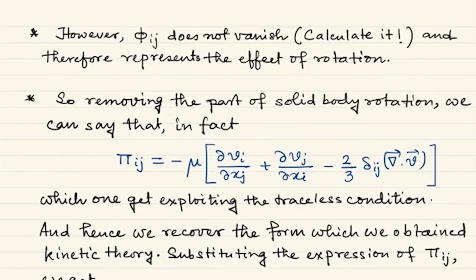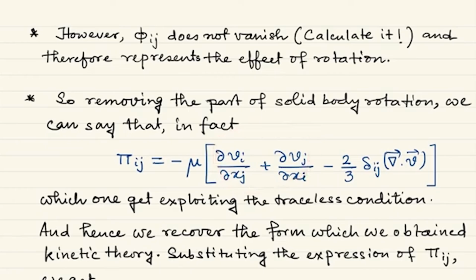However, one can show explicitly that phi ij does not vanish. But how much is it? Once again, calculate this. This is super easy, because I already showed some steps of how to manage that previously, when I calculated capital lambda ij. Okay, and therefore it represents the effect of rotation. Okay, so finally, removing the part of the solid body rotation, we can say that the correct statement will be that the shear stress should be proportional to the symmetric part of the velocity gradient tensor, and that's exactly this one.